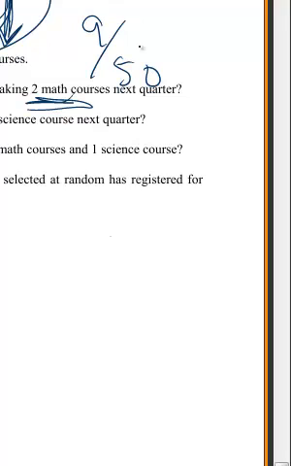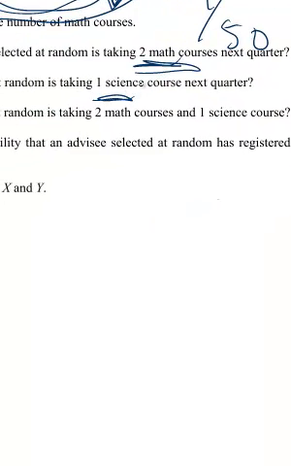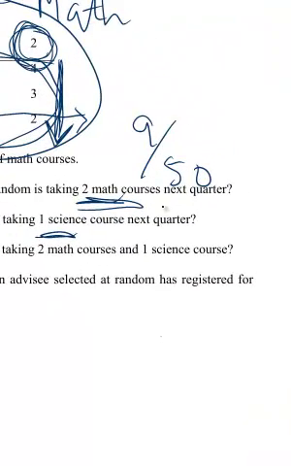Okay, so next one, what is the probability that an advisee selected at random is taking one science course? So science is x, so when x is equal to 1, I sum over my y's. So this is 19, 22, 22 over 50.